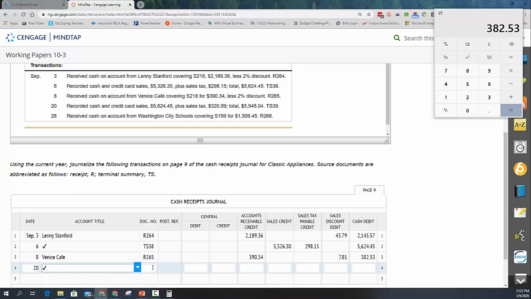The 20th is our cash and credit card sales. So it'll be TS standing for terminal summary and then 39. So before we always had our cash and credit card sales by the date. Now they're going to be batch number ordered so we can tell if we miss one in between. So our total sales is $5,624.45. Sales tax is $320.59 for a total cash of $5,945.04.